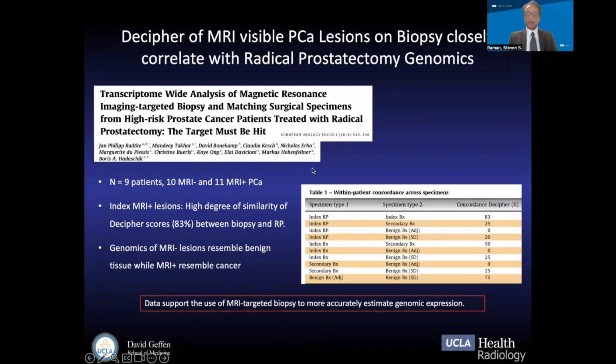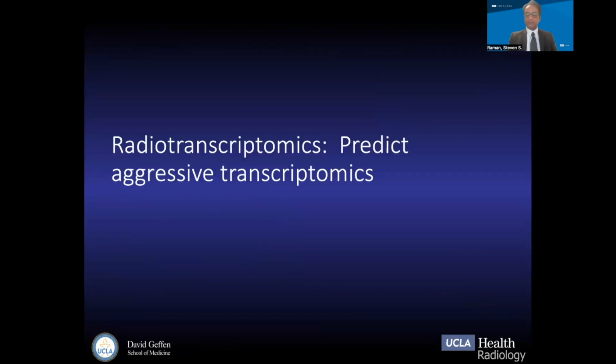In this article from Germany, they've shown that the Decipher of MR visualized lesions on biopsy closely correlate with radical prostatectomy genomics. So high MR scores with high Decipher scores predict what we see on radical prostatectomy. Transcriptomics have been shown to correlate with radiomics.